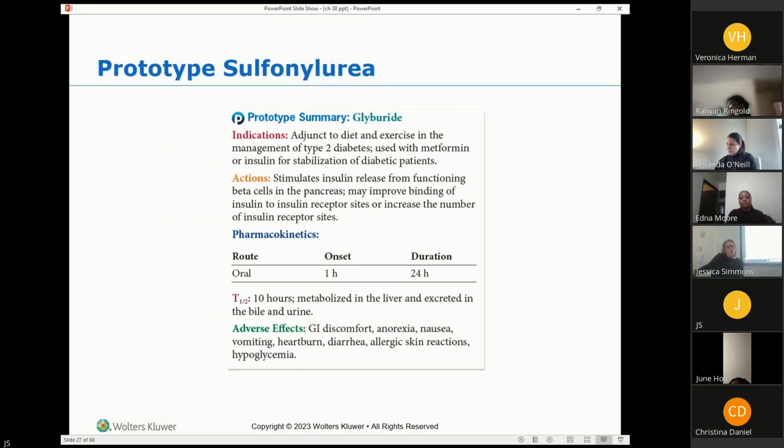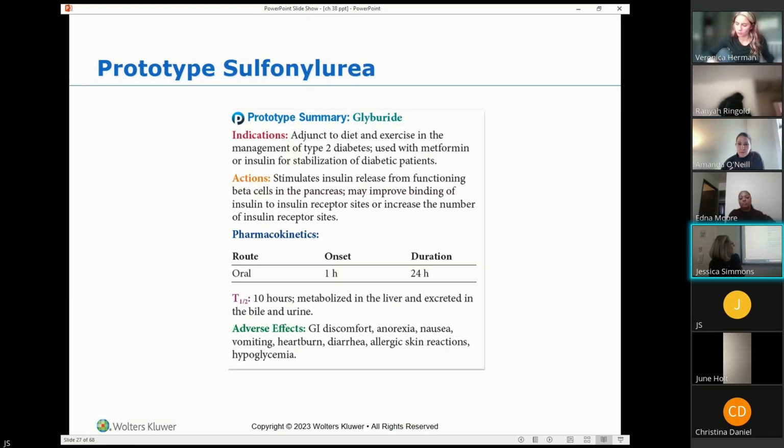So this is taking a closer look at glyburide. It is adjunct to diet and exercise in the management of type 2 diabetes. It can be used with metformin or insulin for stabilization of diabetic patients. Adverse effects are GI discomfort, anorexia, nausea, vomiting, heartburn, diarrhea, allergic skin reactions, hypoglycemia. So mostly with your anti-diabetic drugs, especially the oral ones, there are a lot of GI adverse effects, a lot.